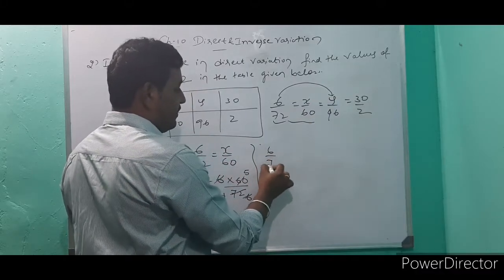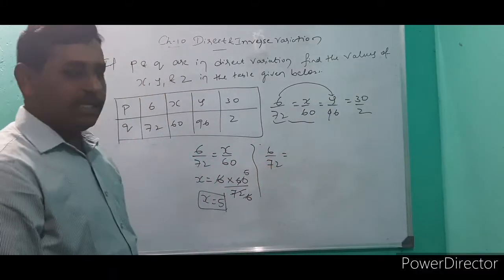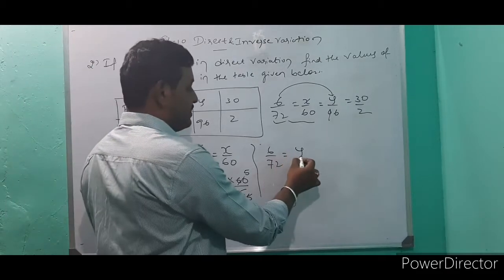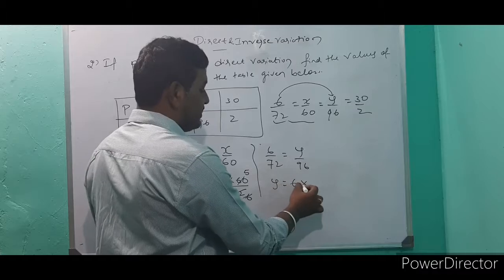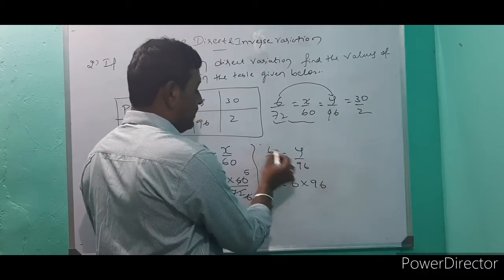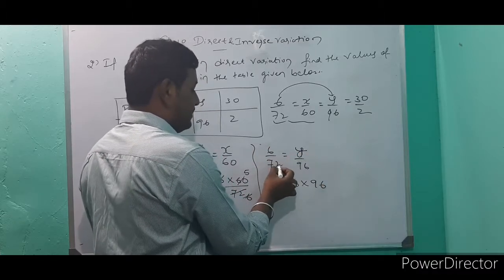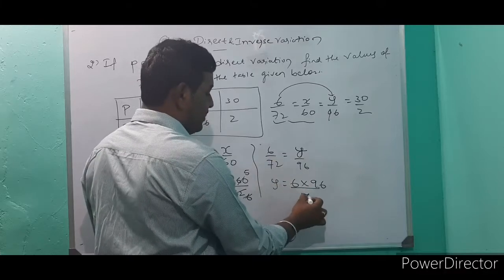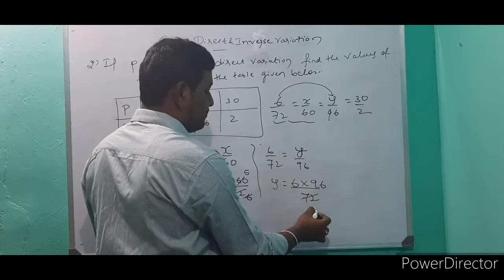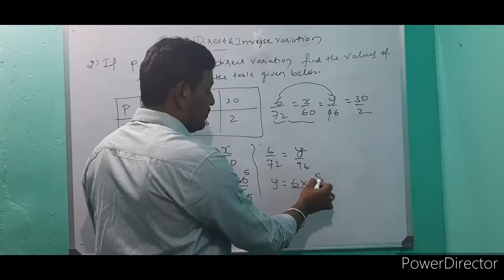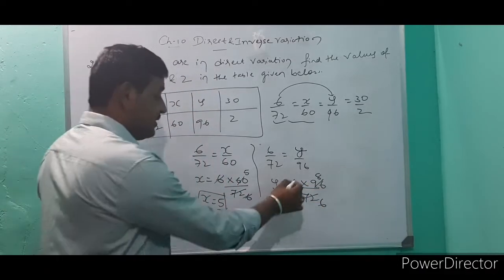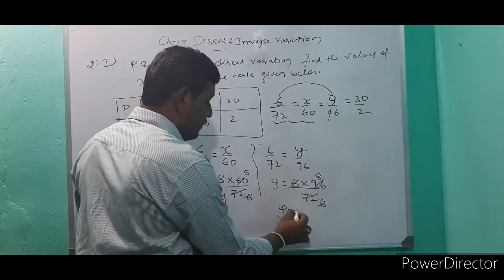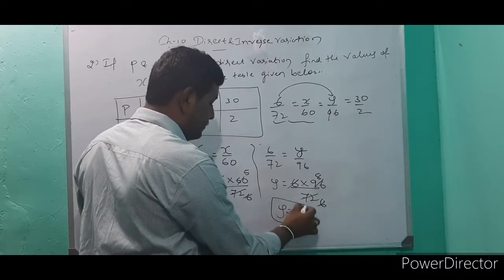These two are equal. Equations are equal, fractions are equal. For y, just cross multiply 6 into 96. Y you can keep as it is. 72 is the denominator only. Again, 12 6s are 72, sorry, 12 8s are 96. 6 gets cancelled. Y is equal to 8.